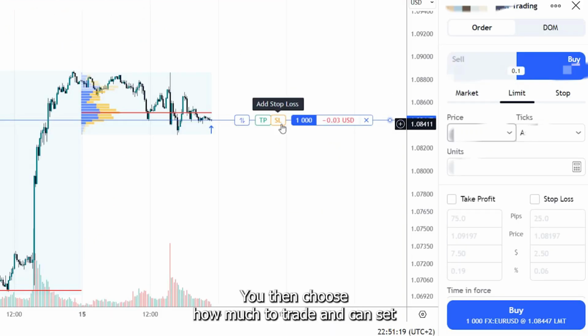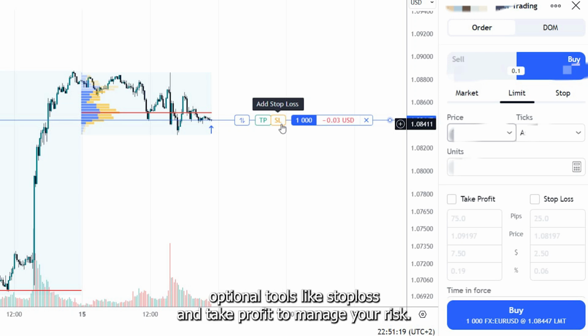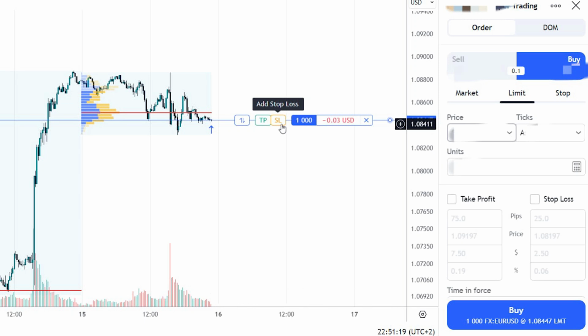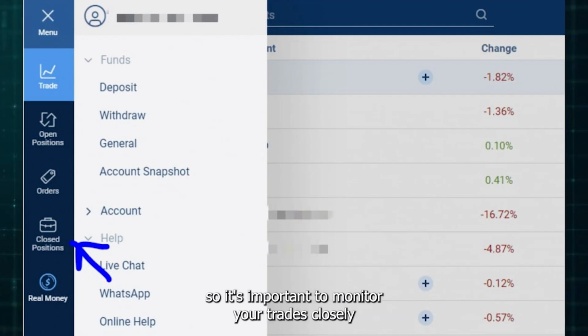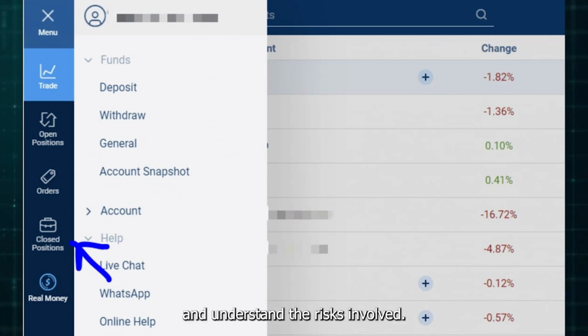You'll then choose how much to trade and can set optional tools like stop loss and take profit to manage your risk. The platform allows leverage trading, so it's important to monitor your trades closely and understand the risks involved.